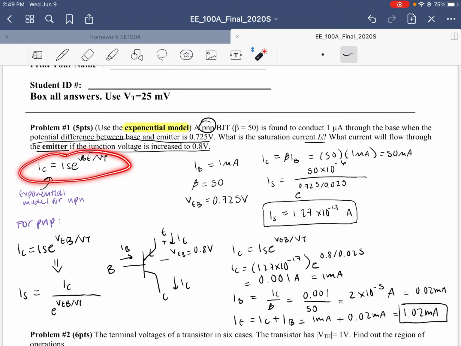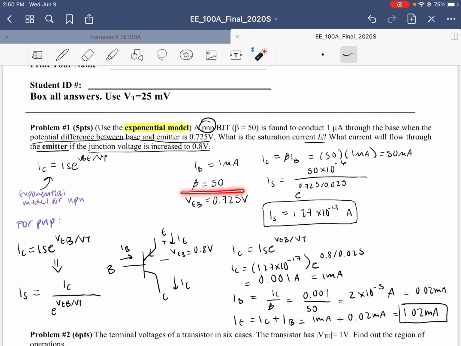And this is the exponential model for an NPN transistor that we're more familiar with. However, this problem says that it's a PNP BJT, so instead of VBE, we're going to use VEB, because in a PNP transistor, the current flows from the emitter to the base. So we're going to use this equation, and then we can rearrange that to solve for IS, and we're going to get this equation. And then we're given IB, the current through the base.